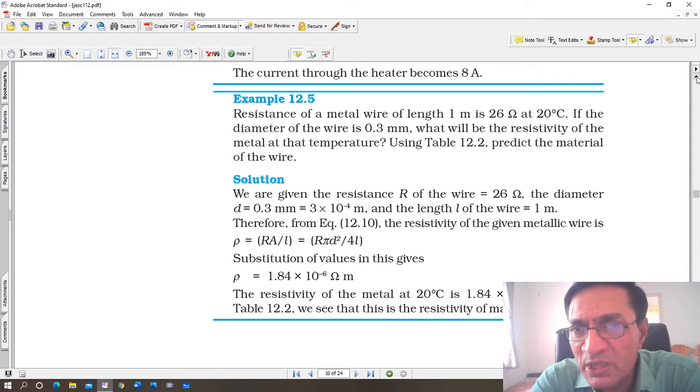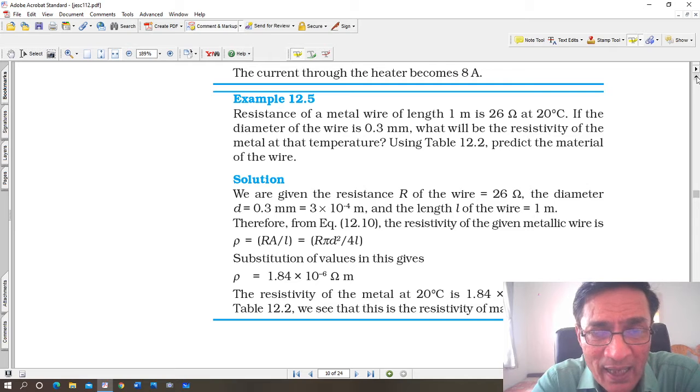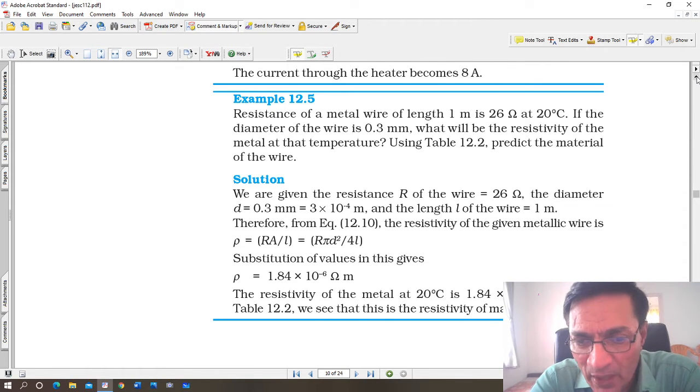Therefore, the resistivity of the given metallic wire, rho, we have to calculate rho, not R, is R into A upon L. You have to find the area, and area is pi r squared. Here r is radius, not diameter. So take the 2 to the bottom and you get pi d squared upon 4L. Substitute the values and you get 1.84 into 10 to the power minus 6 ohm meter.